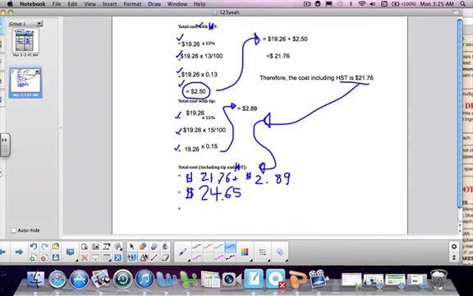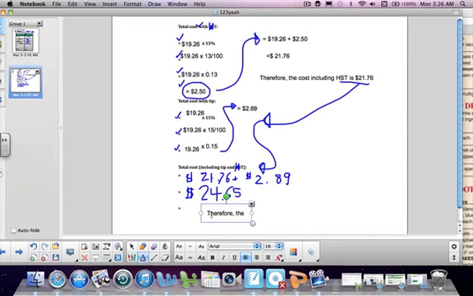So let's tell our reader that clearly. So therefore, the cost with tax and tip at Twiggs is $24.65.